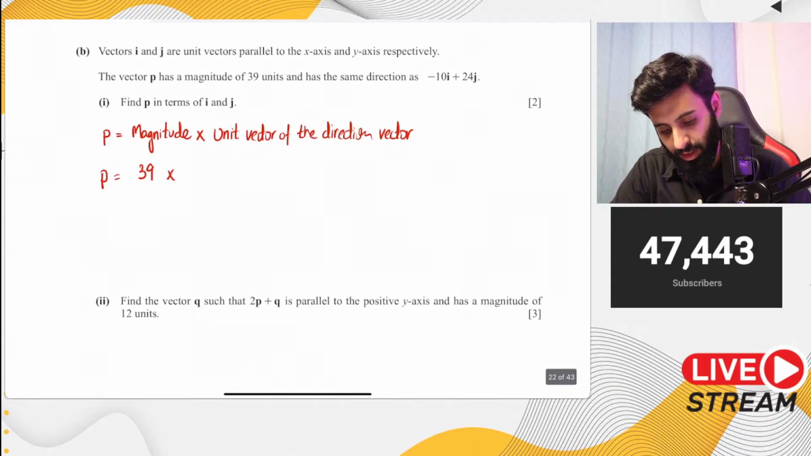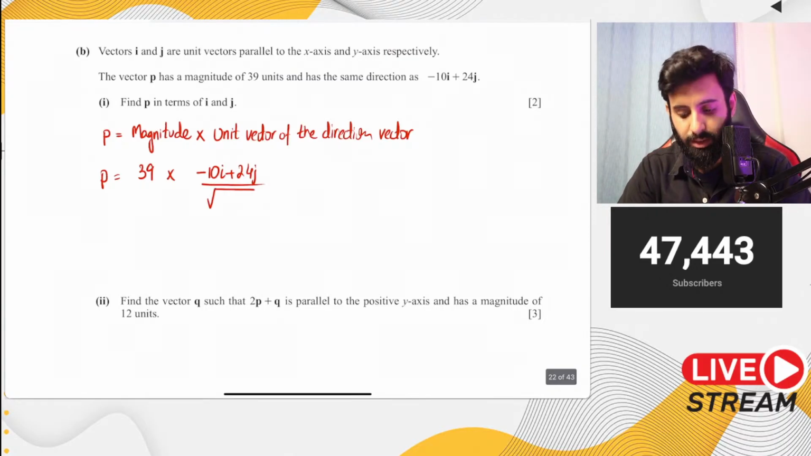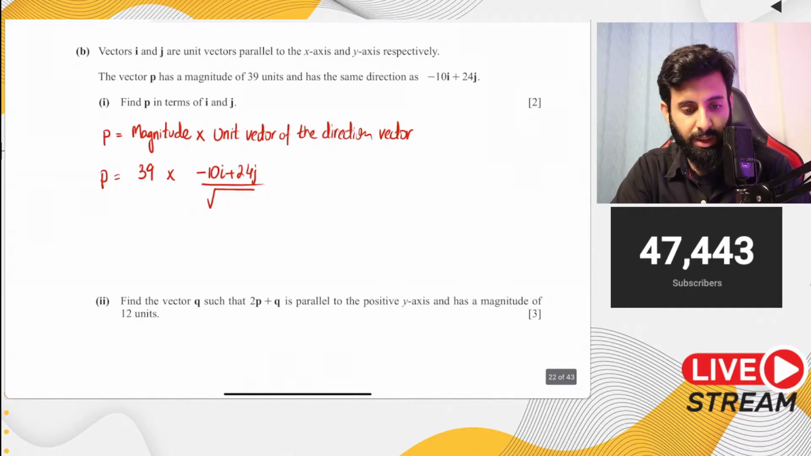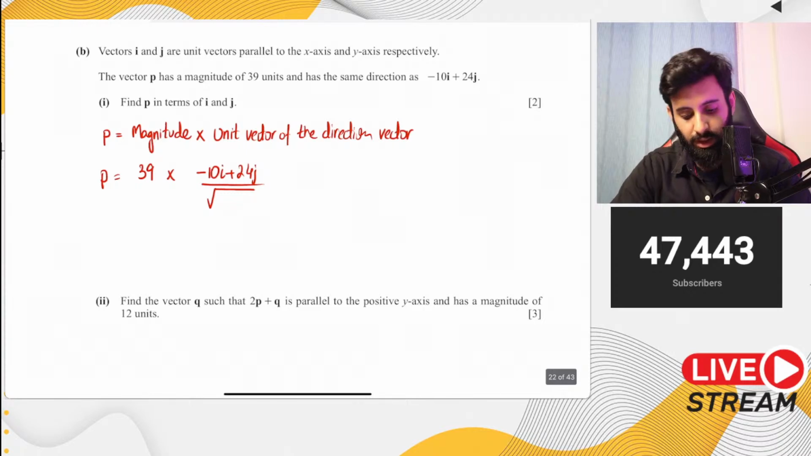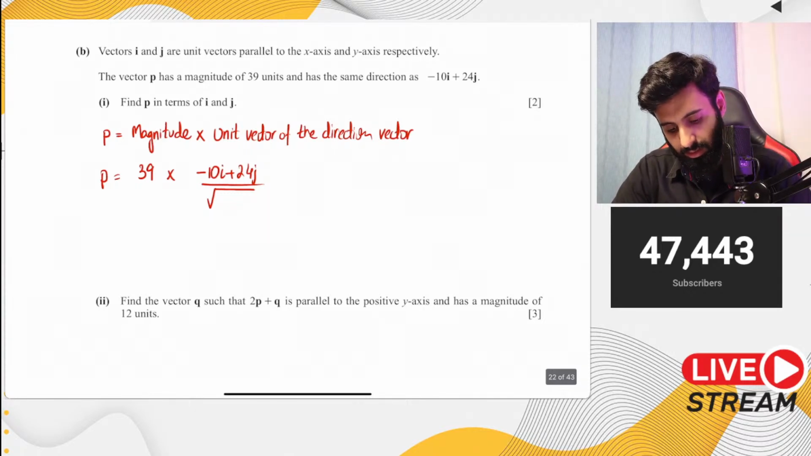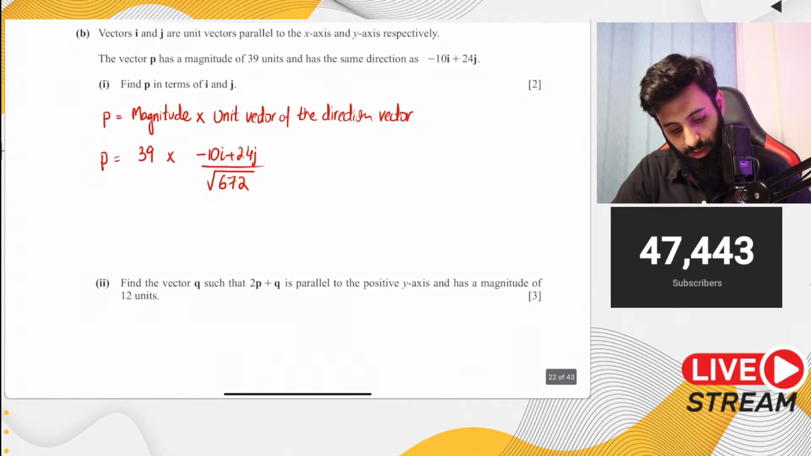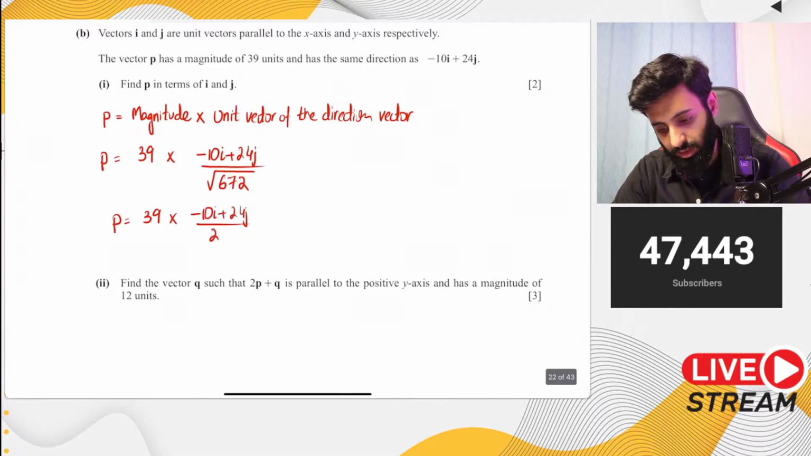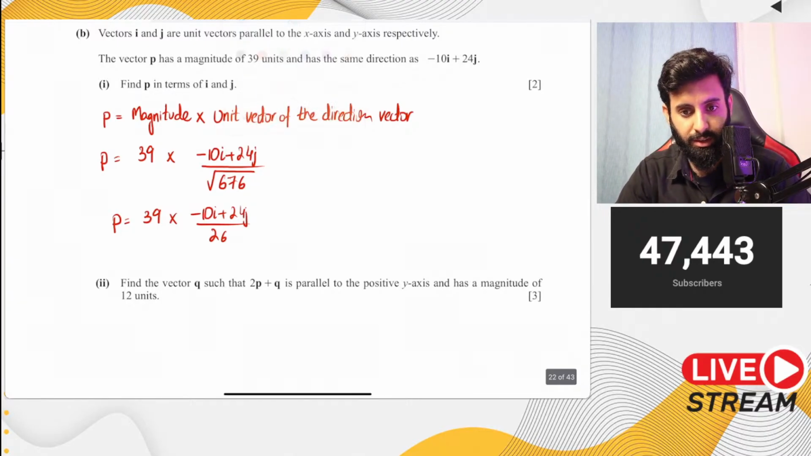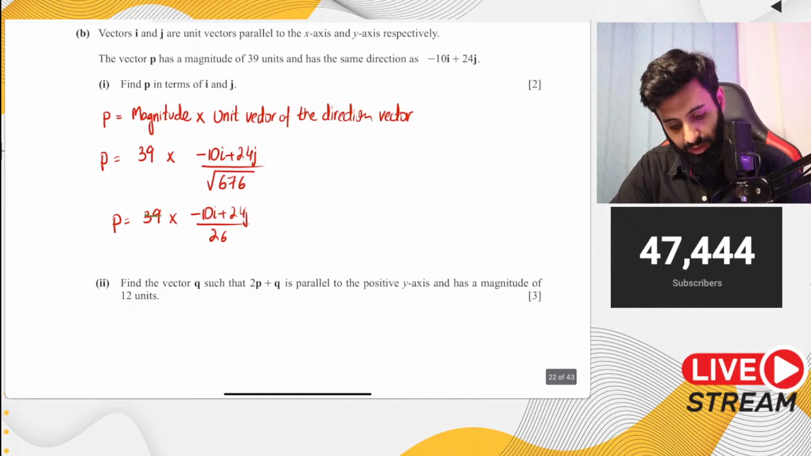39 gets multiplied by minus 10i plus 24j divided by its magnitude. Why? Because that is how you'll find the unit vector of the direction vector. So 10 square plus 24 square inside the square root, so that's equal to 676, जो कि बन जाएगा 26. So p is equal to 39 into minus 10i plus 24j divided by 26, square root of 676, okay, not 672. Okay, so you can simplify this, and if you simplify this, here's what you get. 39 divided by 26, 13 3s are 39, 13 2s are 26.